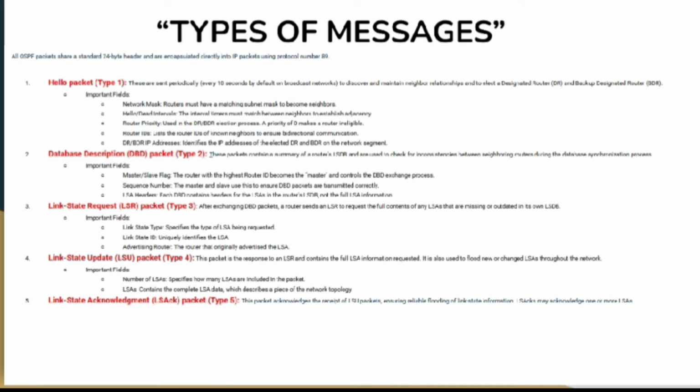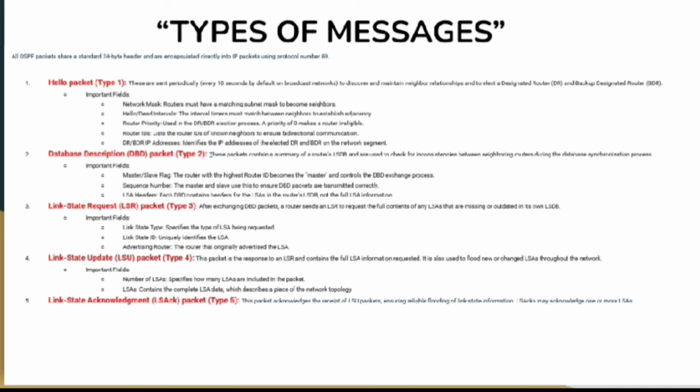Router priority, used in the DR/BDR election process; a priority of 0 makes a router ineligible. Router IDs: a list of router IDs of known neighbors to ensure bidirectional communication. DR/BDR IP address identifies the IP address of the elected DR and BDR on the network segment.